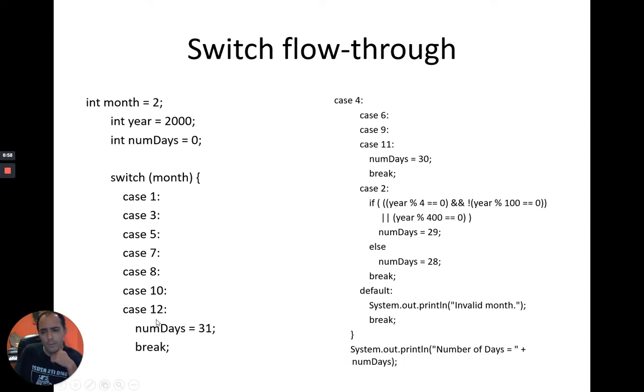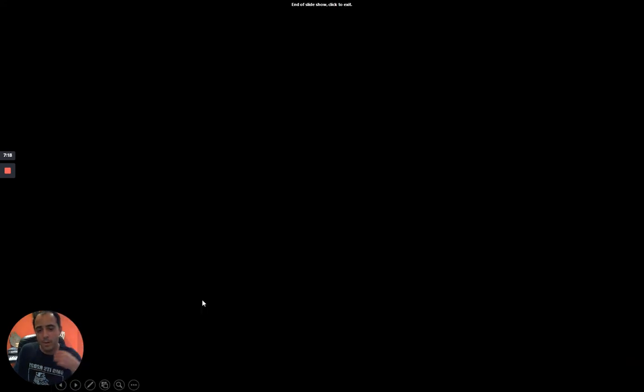This is what we call flow through. Without that break statement in here, the code will actually possibly execute multiple cases. In this case, 1 and 3 and 5 and 7 and 8 and 10 and 12. And this is something new that you didn't have to worry about with an if, is making sure you put in that break when you're done with it.